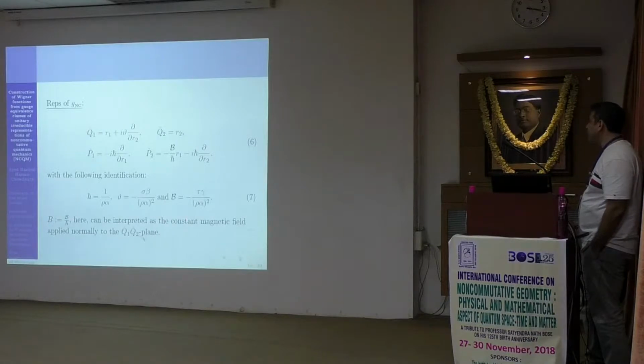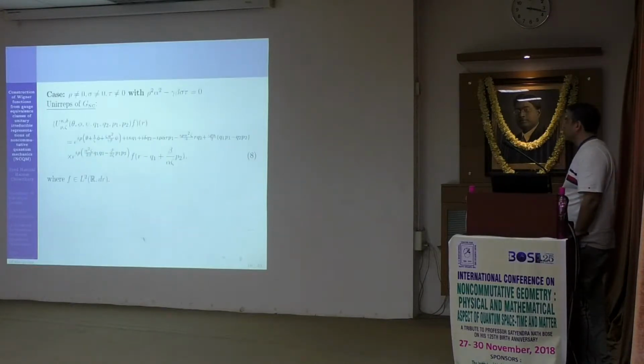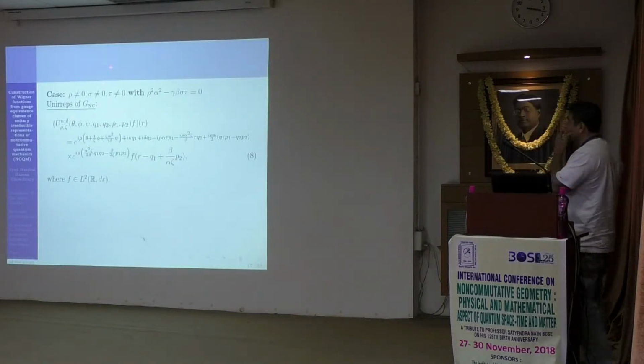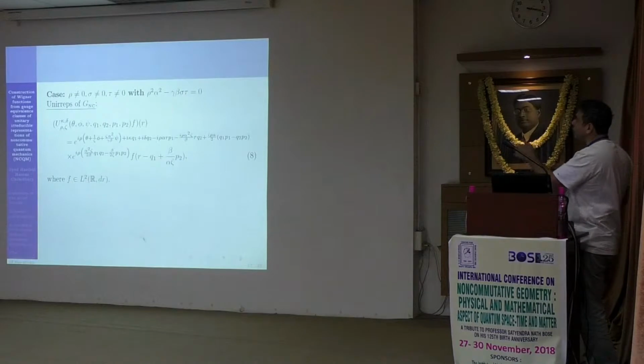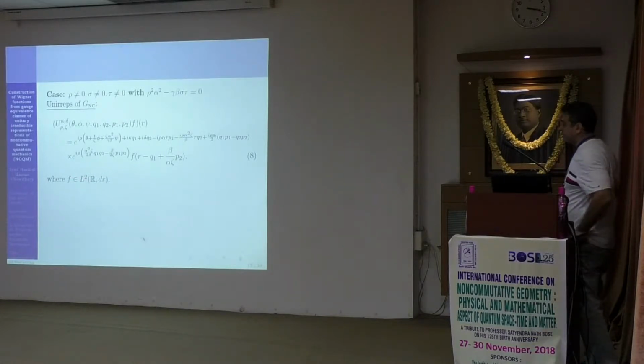So this B can be interpreted as the constant magnetic field that you put normally on the Q1 hat, Q2 hat plane. Okay. So this is the other representation, interesting, for which you are on the surface, the elliptic cone-shaped surface. And this is not realized on L2 of R2, rather it's realized on L2 of R. Okay, it's dimensionally reduced. And the representation looks like this.